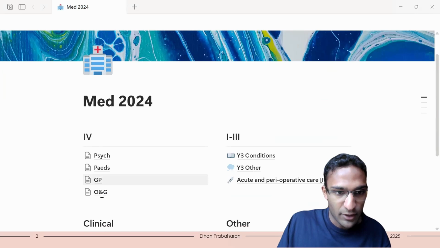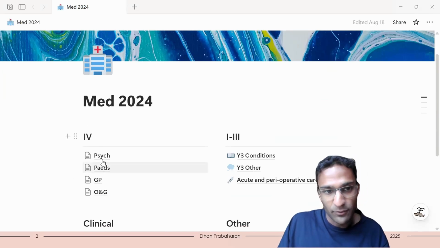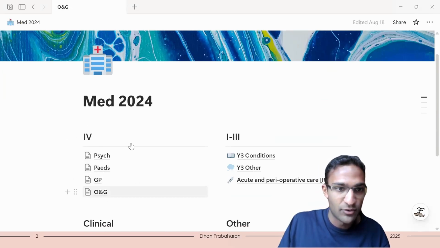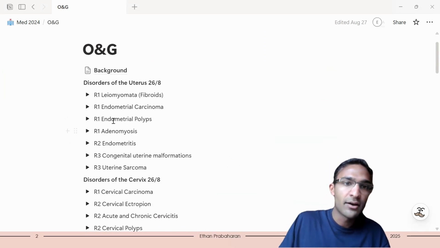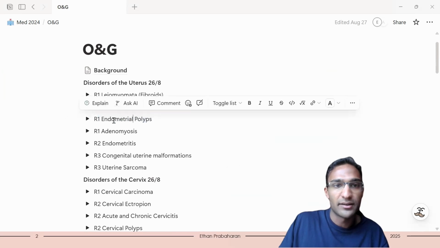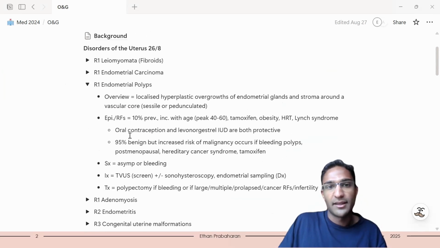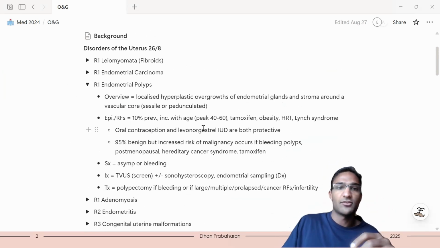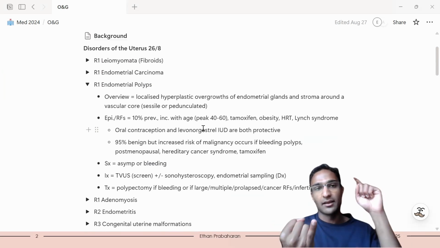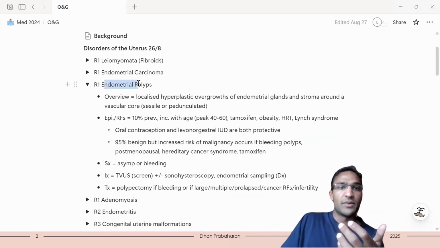So if I go into my fourth year topics, which are Psych, Peds, GP, and ONG, where ONG is obstetrics and gynecology. Now, for something like an R1 in this specialty, my notes are a lot shorter. I think this is a good amount of information. It's really succinct, and I'm basically saying, what is an endometrial polyp?